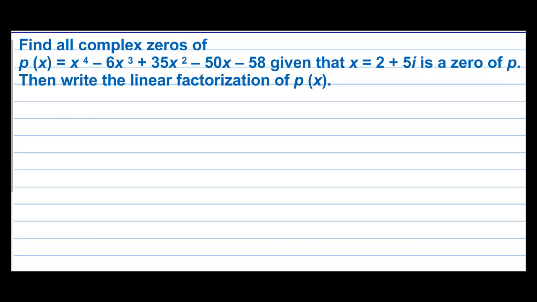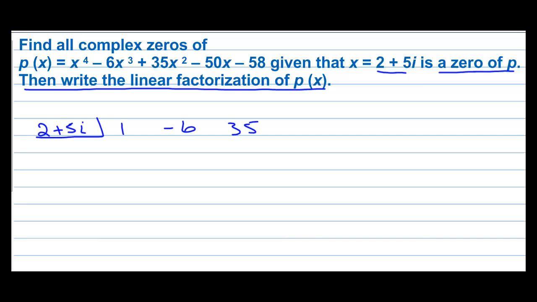Find all complex zeros of the following. Given that 2 plus 5i is a 0 of p, then write the linear factorization of p of x. So we have to find the complex zeros and then write the linear factorization. All right, we can do that. They tell us one of the answers is 2 plus 5i. We have 1, negative 6, 35, negative 50, and negative 58.